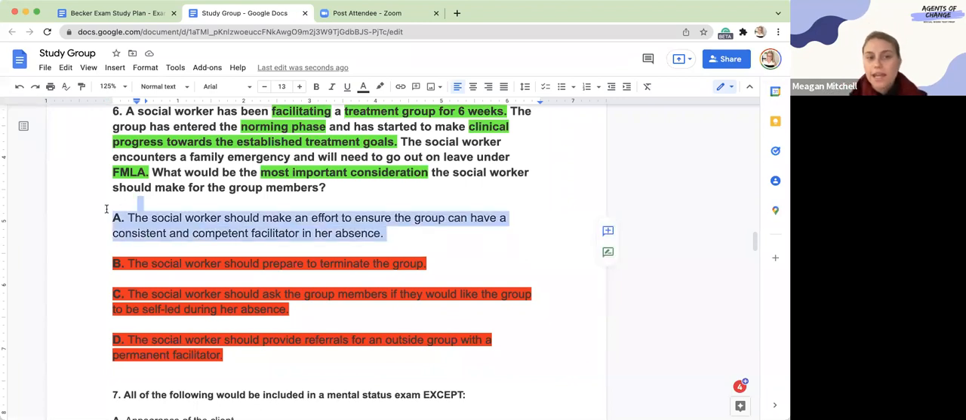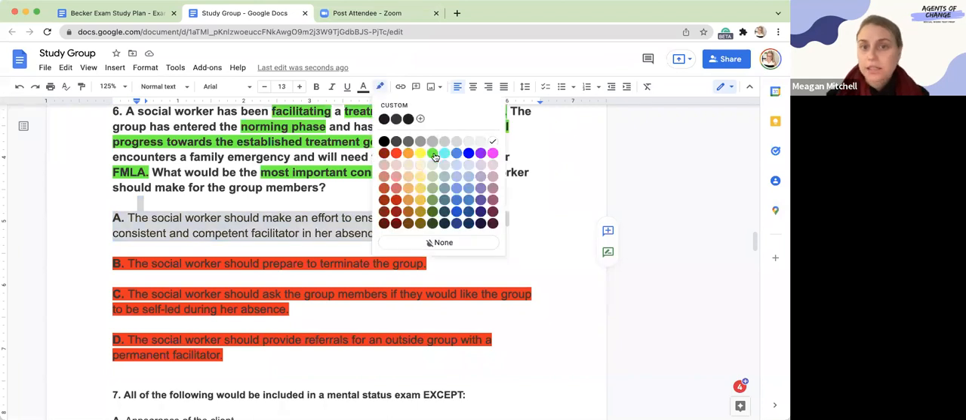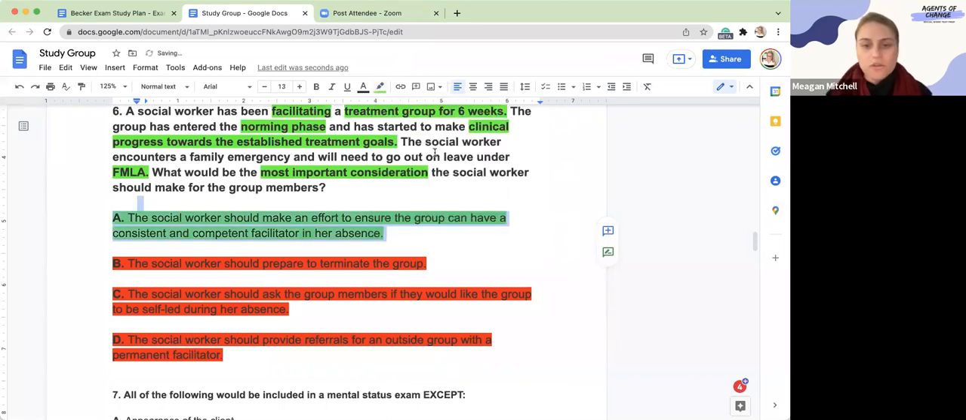Process of elimination. A, the social worker should make an effort to ensure the group can have a consistent and competent facilitator. It happens. You need to warn the clients if possible. If you know you're going out on leave, you need to prep the clients and process this with them. If you do know that you will have someone filling in, or you'll be out for X amount of time, they need to know that, and they need to have stability. It could be really detrimental if all of a sudden you say this group that you've been coming to for 6 weeks is going to end because I can't be there, right? That could be really problematic.